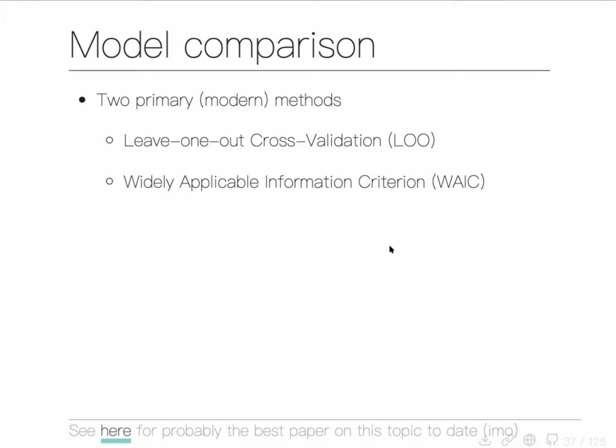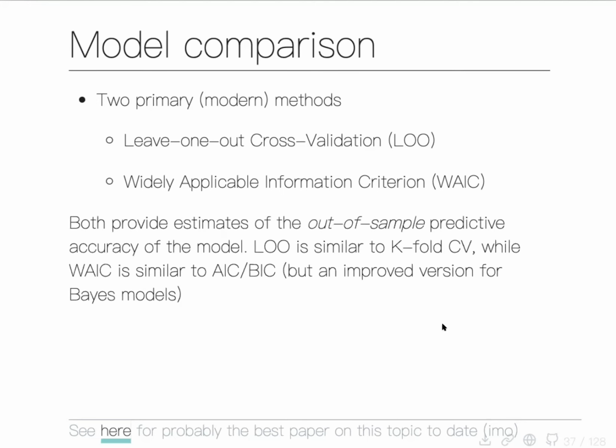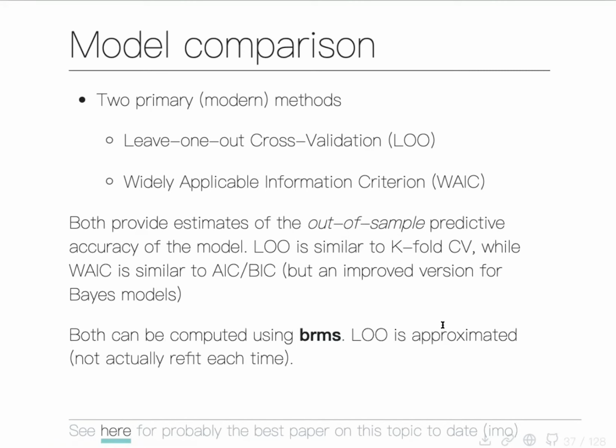Okay, so both of these are estimates of the out of sample predictive accuracy. So how accurate would your model be on average for left out data? Okay, LOO is similar to k-fold cross-validation if you're familiar with that, but with only having one singular data point. And then WAIC is similar to AIC and BIC, as I mentioned. Both can be computed with BRMS, and LOO is approximated, not actually estimated, so it doesn't take a bunch of time.